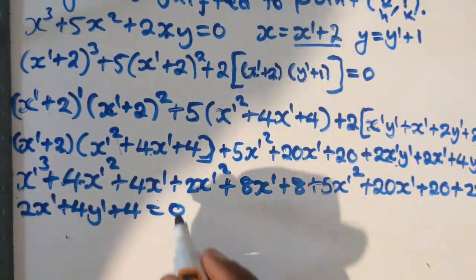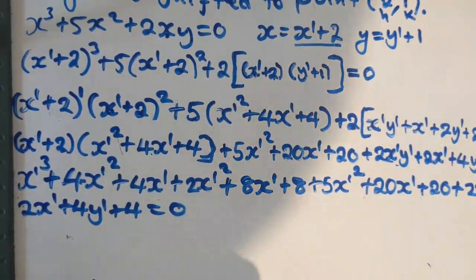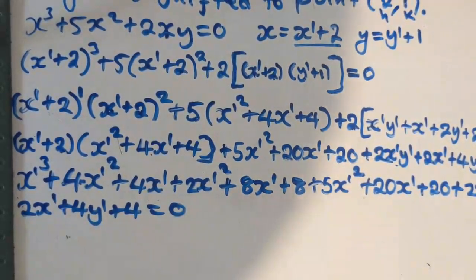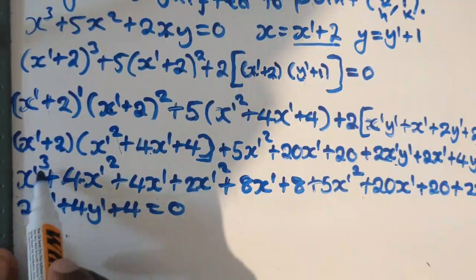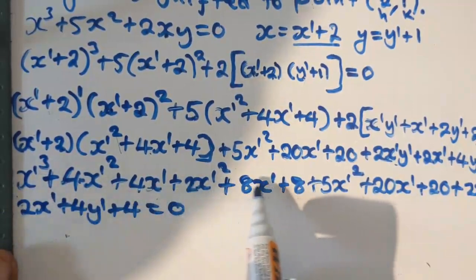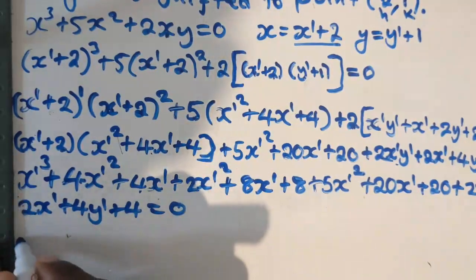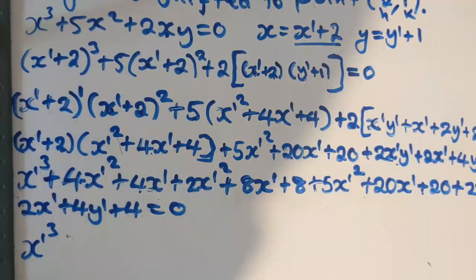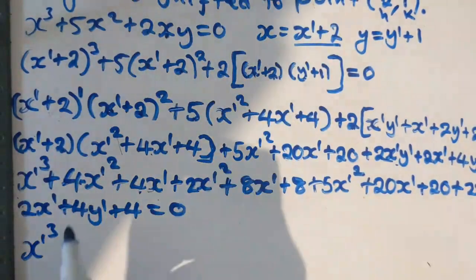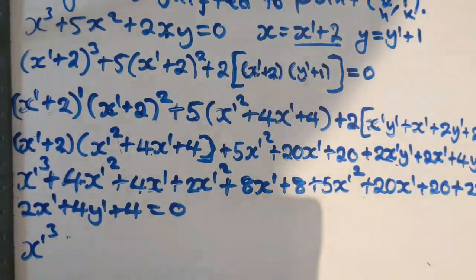Just simplify them, don't even feel lazy. From here what you're supposed to do is to collect the like terms. Those that are similar, you add them, you subtract them, just like that. If you look at this one, power 3, do you have any with power 3 in here? No, you don't have. So it is just alone, so it is going to be x prime to the power 3. How about those with power 2? You should start with the x, not y.